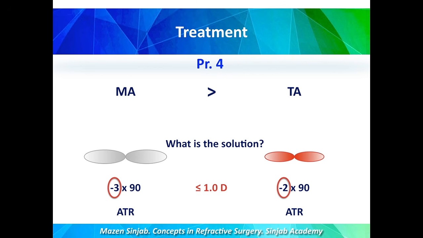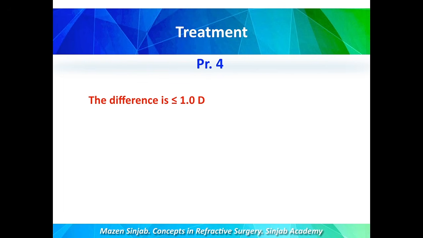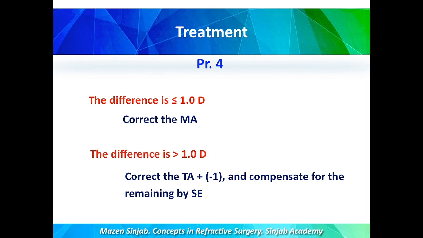When the difference between the manifest astigmatism and topographic astigmatism is equal to or less than 1 diopter, or when the difference is larger than 1 diopter. Now, when the difference is less than or equal to 1 diopter, just correct the manifest astigmatism. And if the difference is larger than 1 diopter, correct the topographic astigmatism, add -1 to it, and compensate for the remaining by spherical equivalent. And we will study examples to explain these two rules.